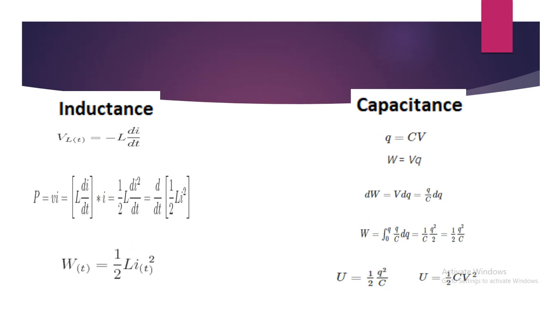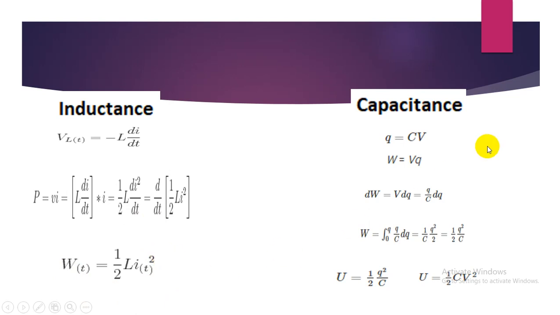So when we integrate this power equation, basically dW is equal to P into dt. When we integrate that, it will become W is equal to the integral of P dt. From that we are getting one equation. This is the energy stored by the inductor, that is half L i square. After doing some simplification, we are getting half L i square.